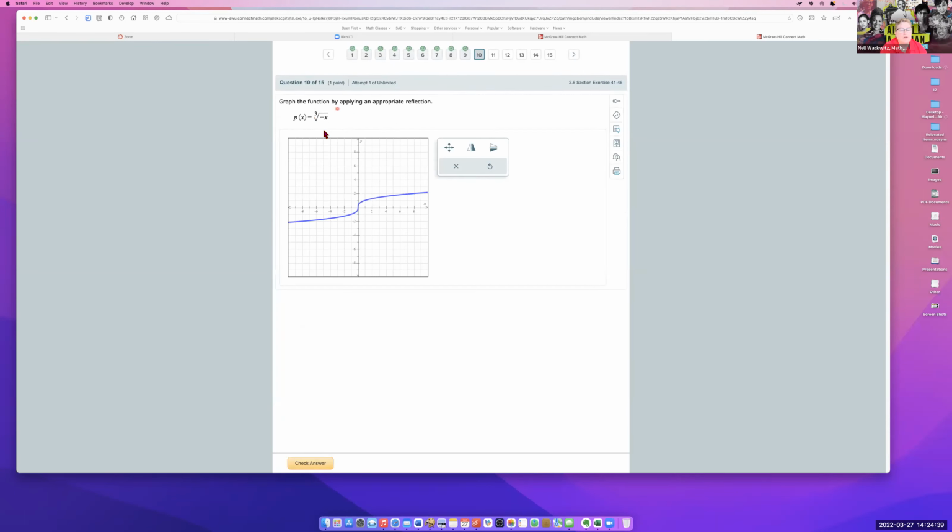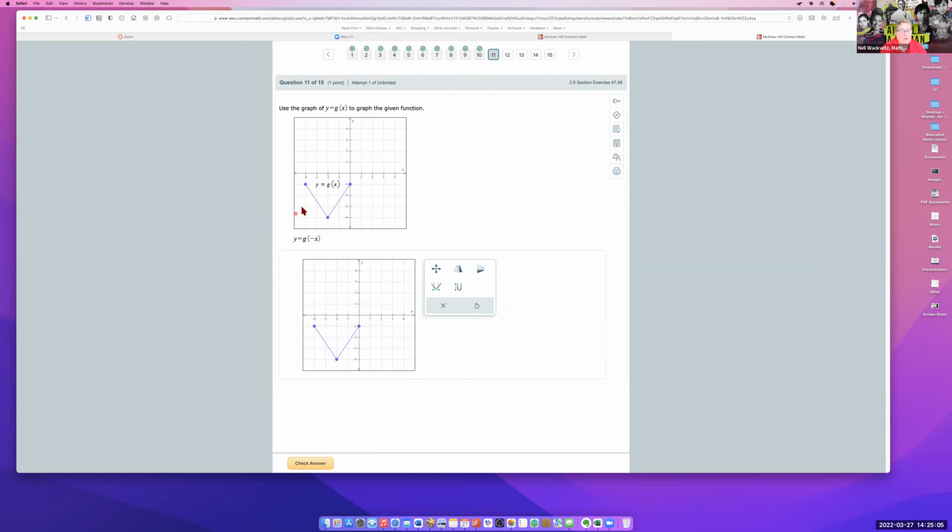All right. Oh, good, reflecting. So this time we're reflecting and the negative is inside the parentheses. That's right, it'll be a horizontal translation. So I'm gonna use the reflection across the y-axis, which is the only one that's side to side. Let's see if they like it. They did, yay.